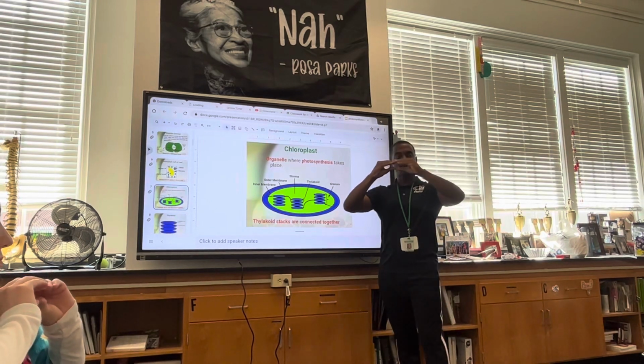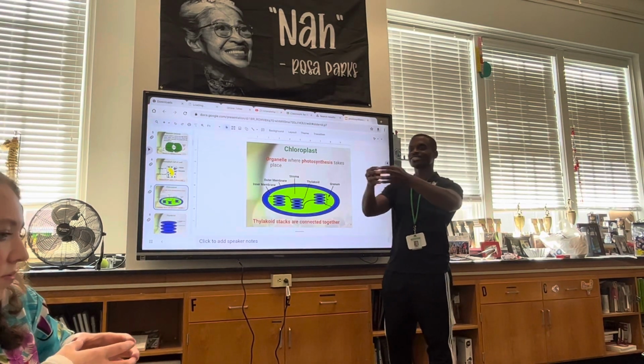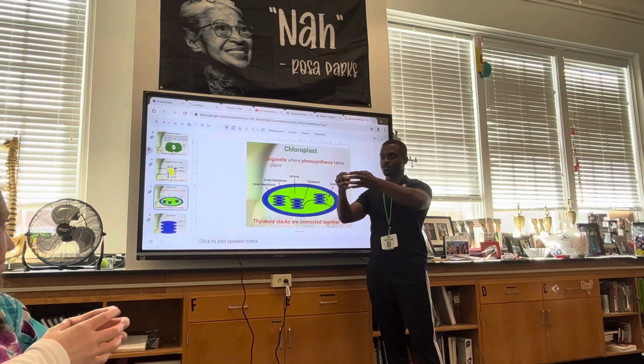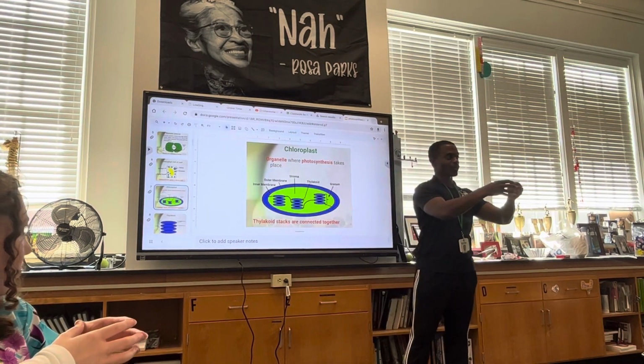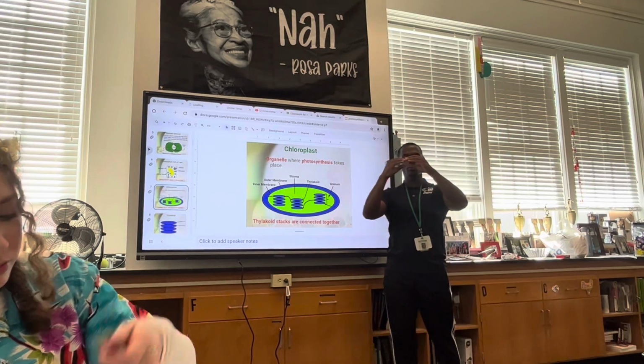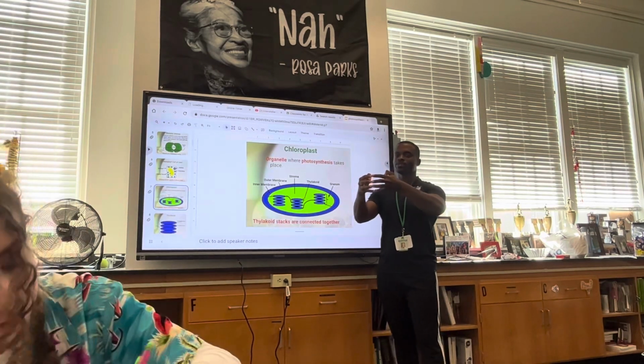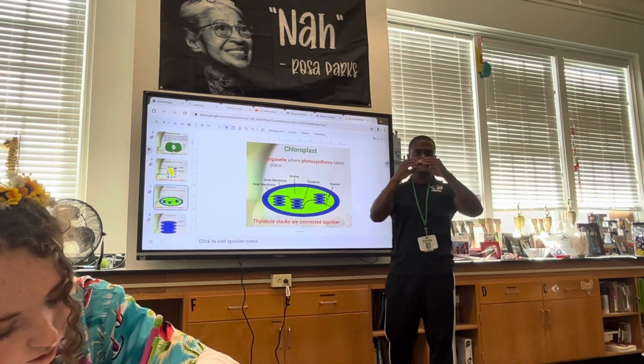Okay, we have a thylakoid. And then I want you to flip your fingers like this. We have a stack of thylakoids. What do we call a stack of thylakoids? Granum. So we have thylakoid, which is the individual one, then we have a stack of thylakoids, the granum.